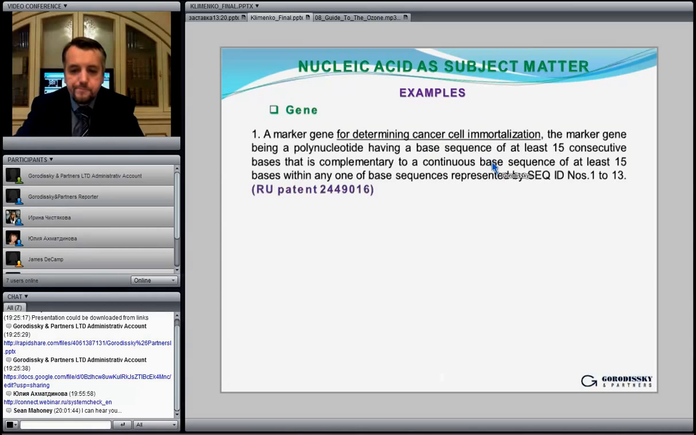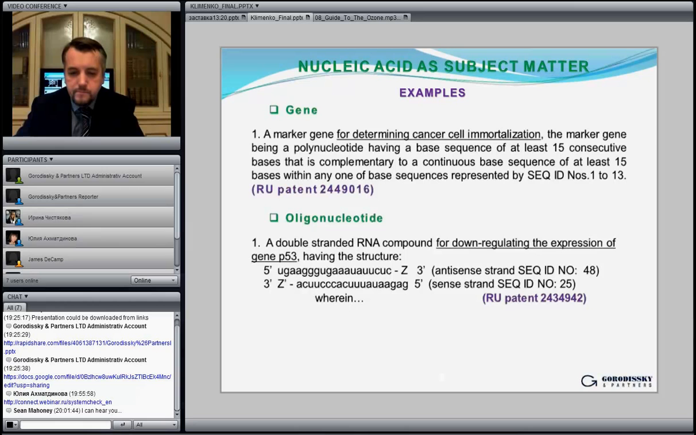is the description of this gene in structural and sequence terms. And another example is an RNA compound which downregulates the expression of gene p53 protein, which is a tumor suppressor, and the claim recites the exhaustive description of its structure, and of course, as I mentioned before, the function of this RNA compound.